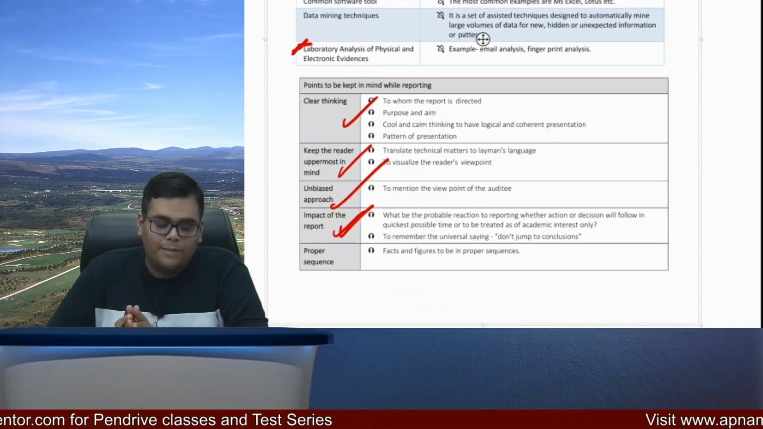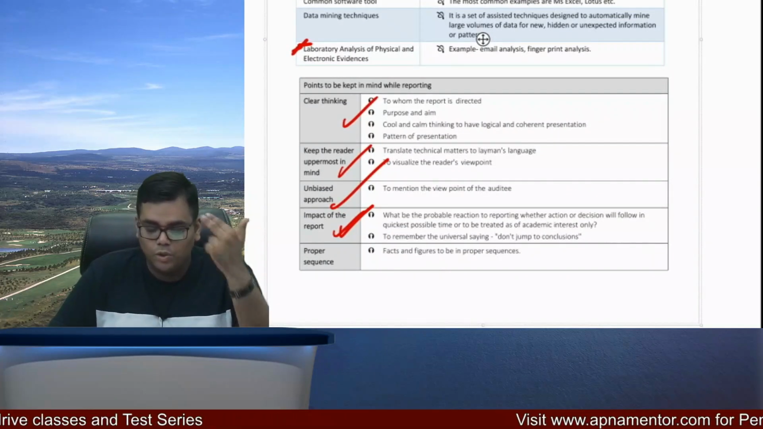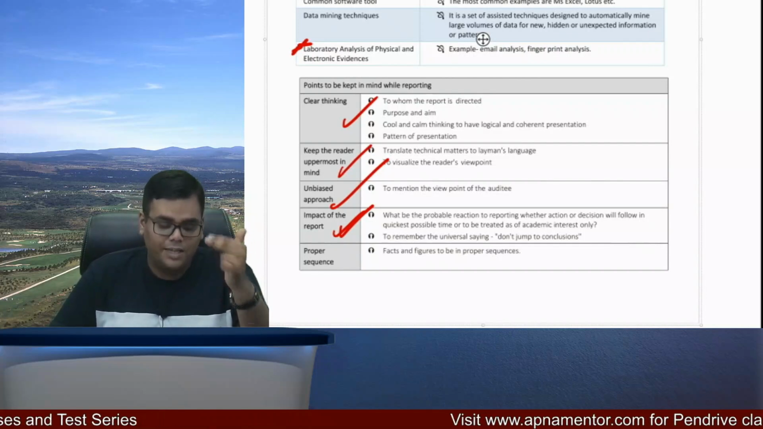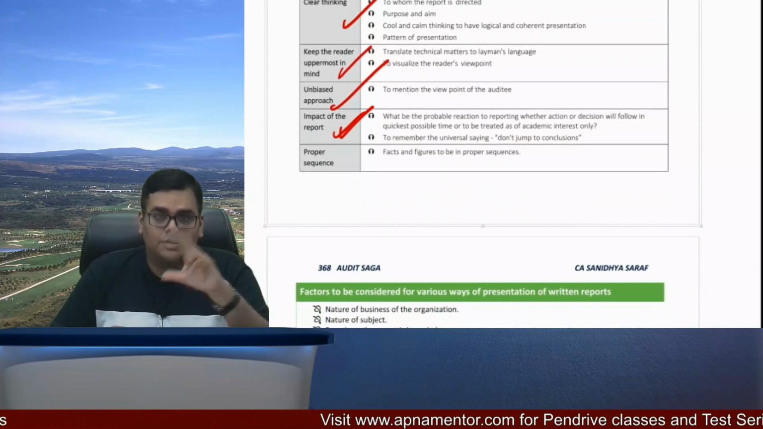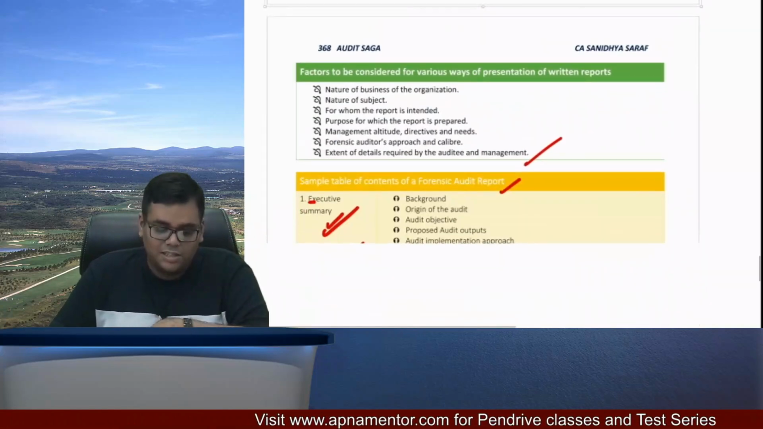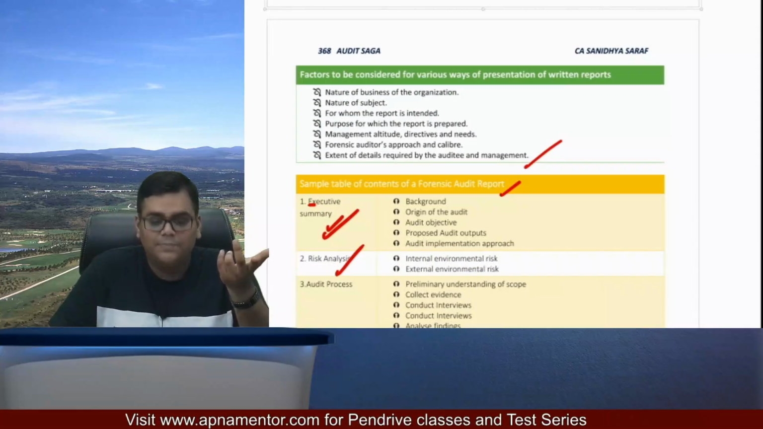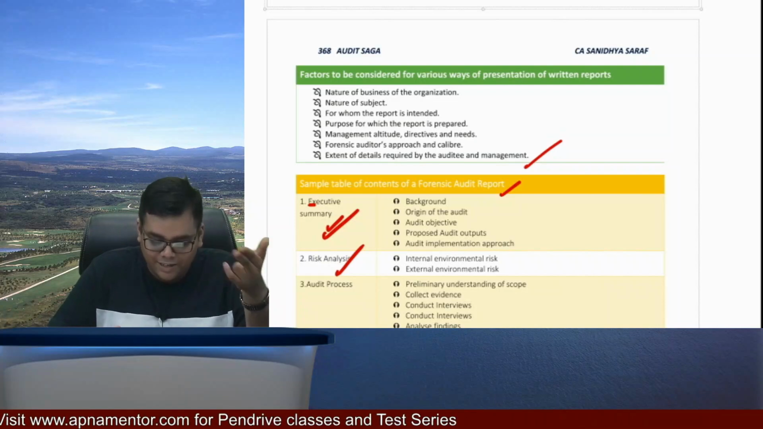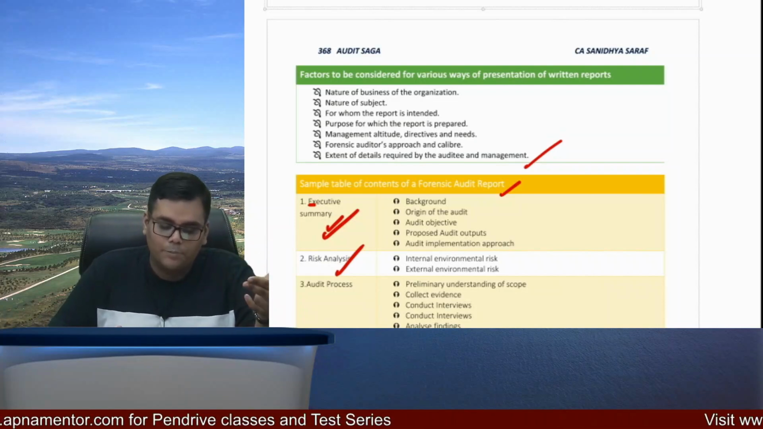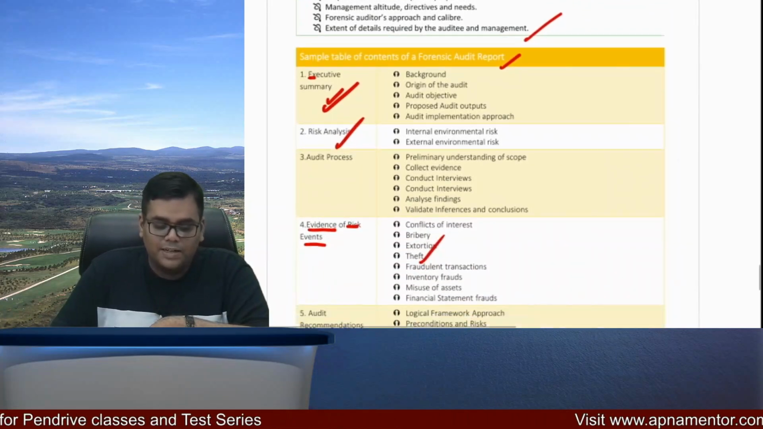What are the points to be kept in mind while reporting? Clear thinking, for whom you are reporting, what is the purpose, be cool, be calm, pattern of presentation, keeping the readers uppermost in mind, unbiased approach, impact of the report, don't jump to conclusions, proper sequence. Factors to be considered for various ways of presentation of a written report: nature of business, nature of subject, for whom you are reporting, management attitude, directive and needs, forensic auditor's own approach and caliber, extent of details required by the management. Sample table of contents of a forensic audit report.